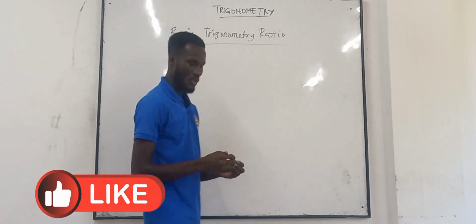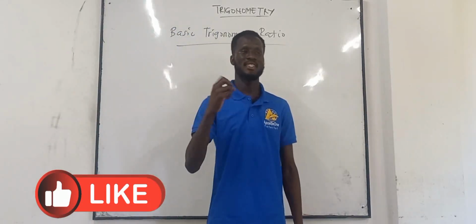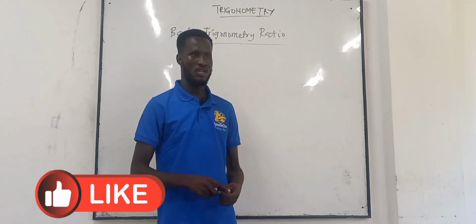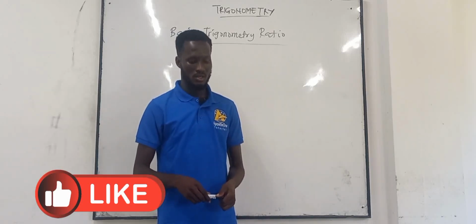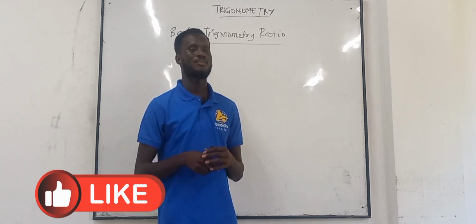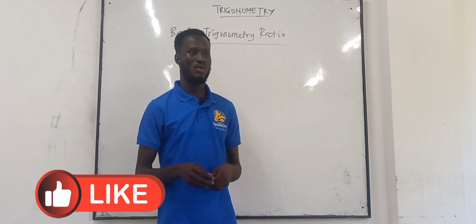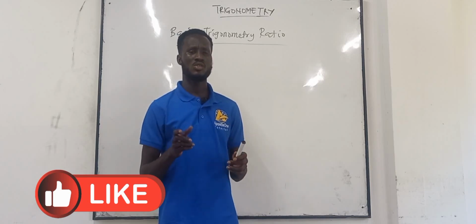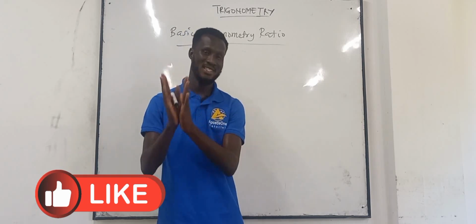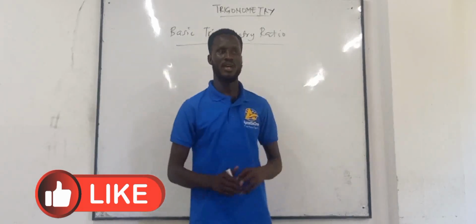Now we have three main basic trig ratios, from which all other trig ratios are derived. The first one is called the sine, the second one is called the cosine, and the third one is called the tangent. And these trig ratios link the sides and the angles of a right-angle triangle.